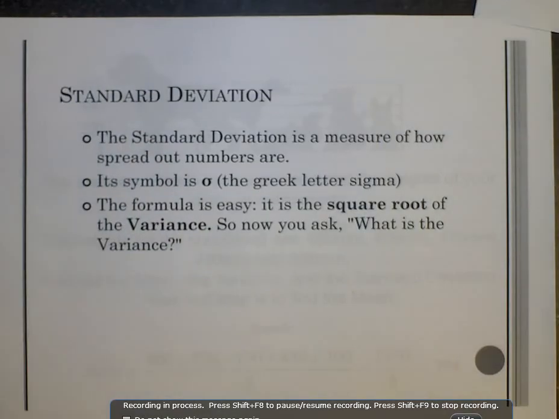We are going to calculate the standard deviation. It's a measure of how spread out numbers are. The symbol for it is the Greek letter sigma. The formula is easy. It is the square root of the variance. So now you ask, what's the variance?